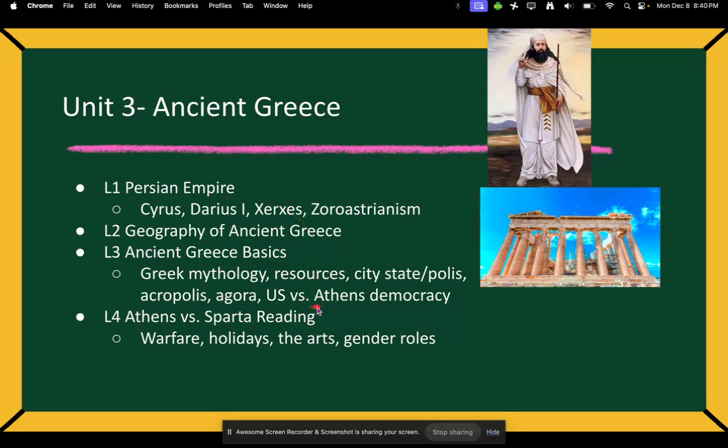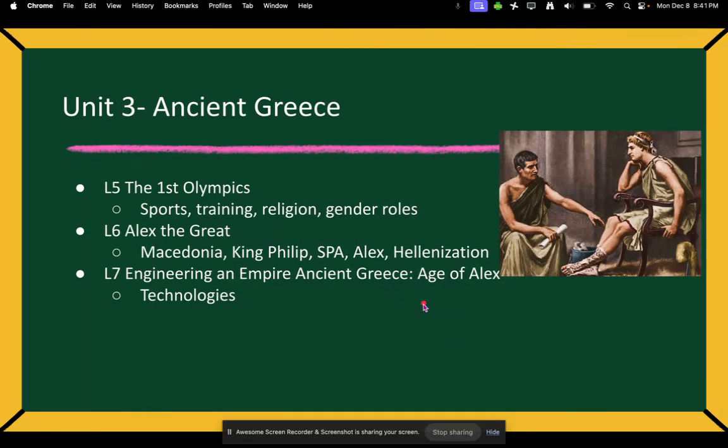And at the end, we took kind of that little fun, I don't even want to call it like a quiz, but an activity where we compared the US and Athens democracies. In lesson 4, we had Athens versus Sparta reading, which took a little bit deeper dive into the society of ancient Greece, where we talked about warfare, holidays, the arts, as well as gender roles. Lesson 5, we did the first Olympics. So in that little documentary, we talked about what sports were played, training, what religious roles were like, but also gender roles as well. In lesson 6, we talked about Alexander the Great.